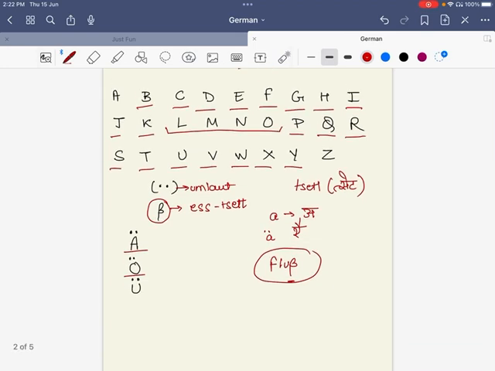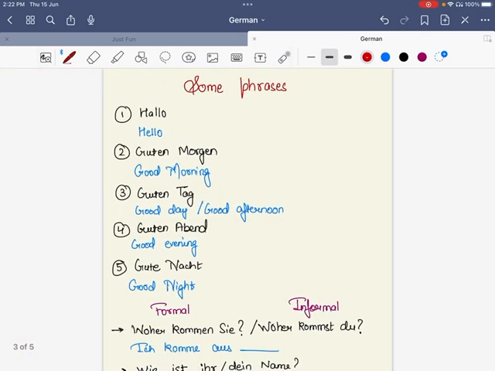Okay. Now let's have a look at some phrases which we need to learn. It will be very interesting if you learn these and speak them in your daily use in order to learn the language in an easier and more fun way. So let's start. If you want to say hello to someone, then you can simply say hello. If you want to say good morning to someone, then it is Guten Morgen.